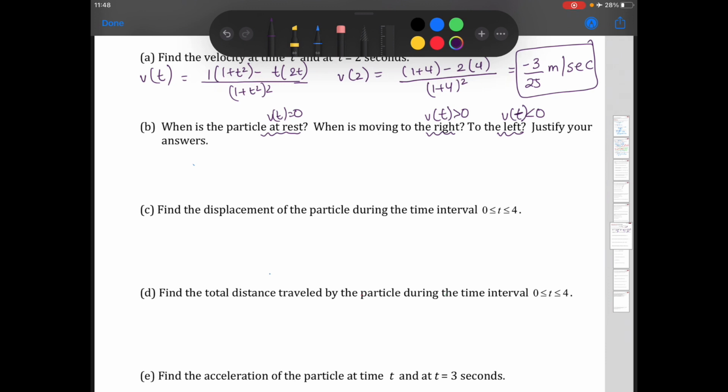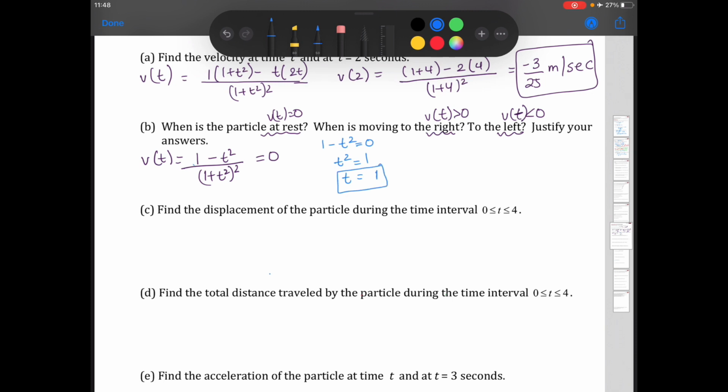I already found my velocity up there. I'm going to clean that equation up a little. So what do I get? 1 plus t squared minus 2t squared would be negative t squared over 1 plus t squared, squared. I'm going to set this equal to 0. If I cross multiply this, I'm left with 1 minus t squared equal to 0. I'm going to say t squared is equal to 1. t is equal to the square root of 1, which is just 1.